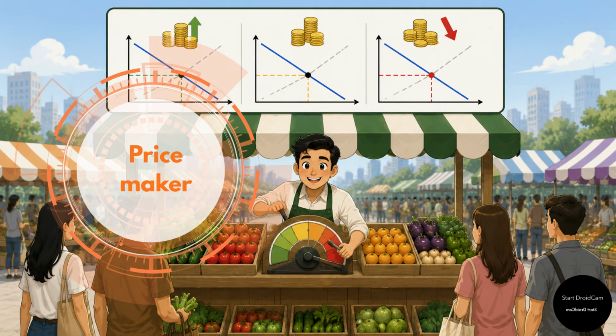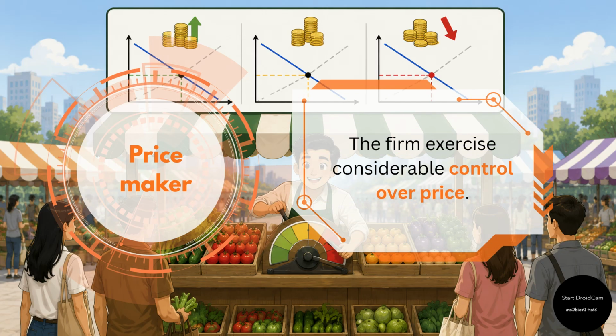The third characteristic is that a monopoly is a price maker. This is the opposite of a firm under perfect competition, which is a price taker. A monopolist has considerable control over price. However, this does not mean that the monopolist can simply charge any price it wants. Why? Because consumers still respond to changes in the price. If the price becomes higher, the quantity demanded will normally decrease. So, the monopolist has market power, but it is still constrained by the market demand curve.